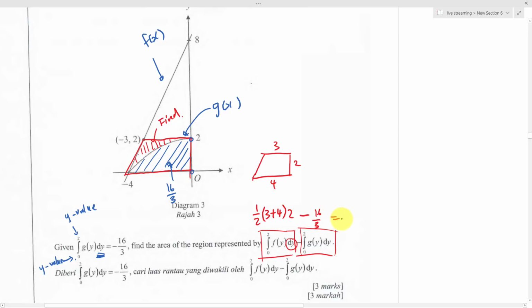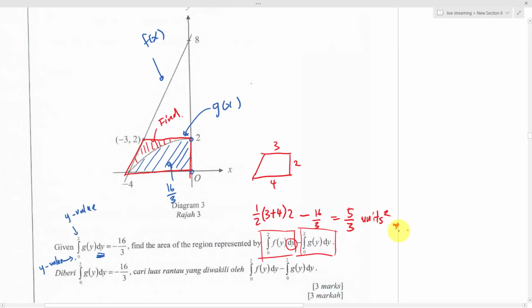Minus it. So yeah, I just minus it. I should be able to get the answer. So it's 7 minus 16 over 3. So my answer should be 5 over 3. Alright, if you want to write the unit, you can just write the unit square here. Alright, so yeah, I hope you can understand it.